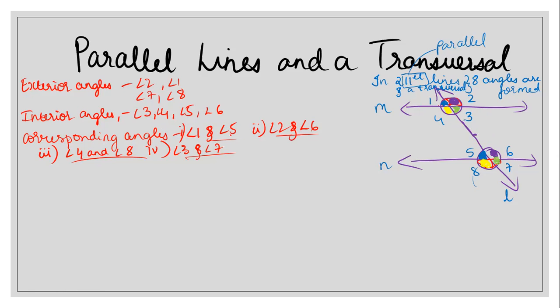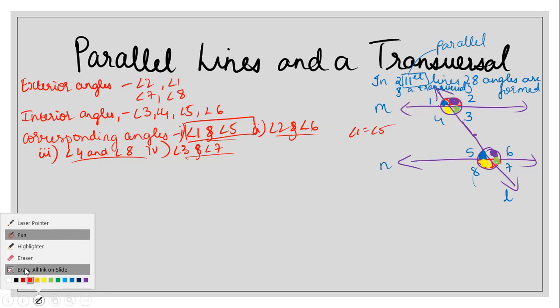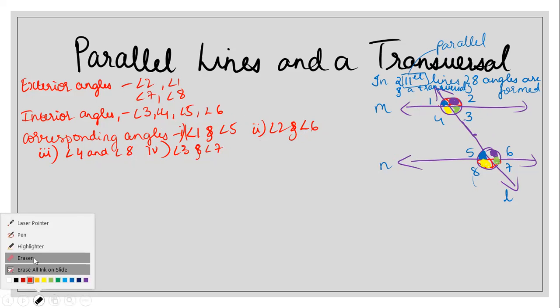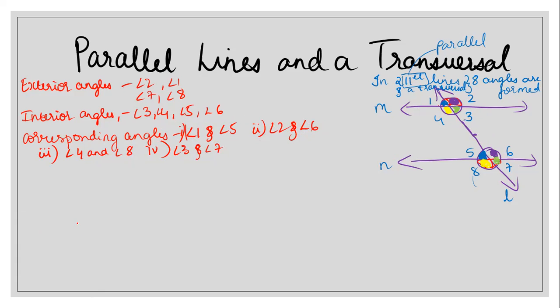And corresponding angles are equal to each other, meaning in this pair, angle 1 is equal to angle 5 because it's a corresponding angle. Remember that, because in problems it's going to be absolutely useful. So now you understood what a corresponding angle is? Good. Now we shall see what alternate interior angles are.